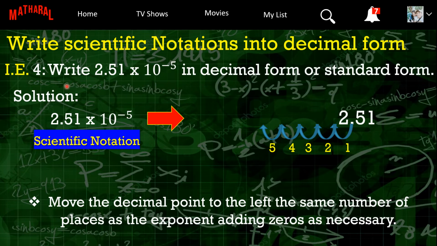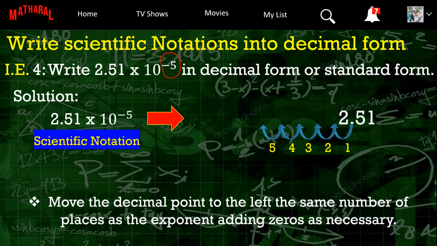So now here, since in our previous example number 3, we were able to express scientific notation into decimal form for a large number. Ngayon naman, small number naman po tayo. We're asked to write 2.51 times 10 raised to negative 5 in decimal form or standard form. Kaya ko nabanggit po iyan, a small number, because the sign of the exponent of base 10 is negative. So that is why small number po iyan.